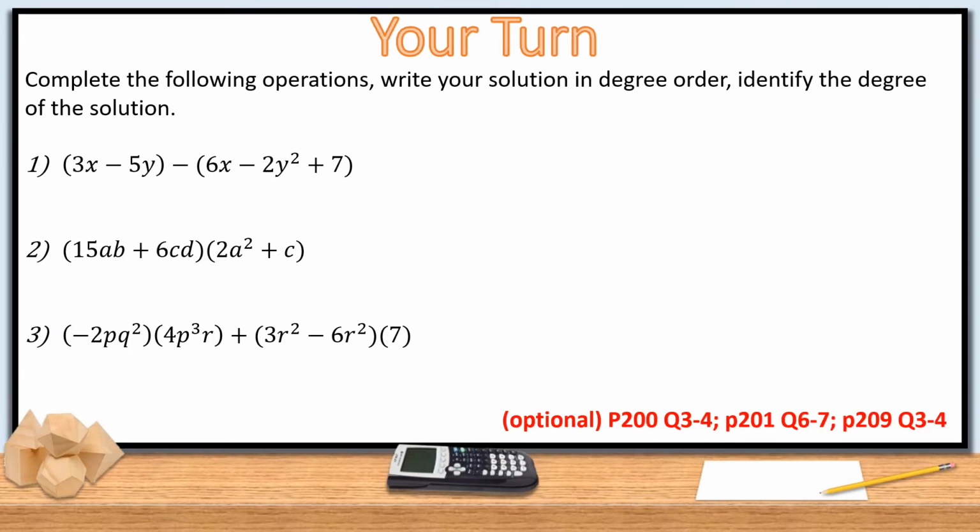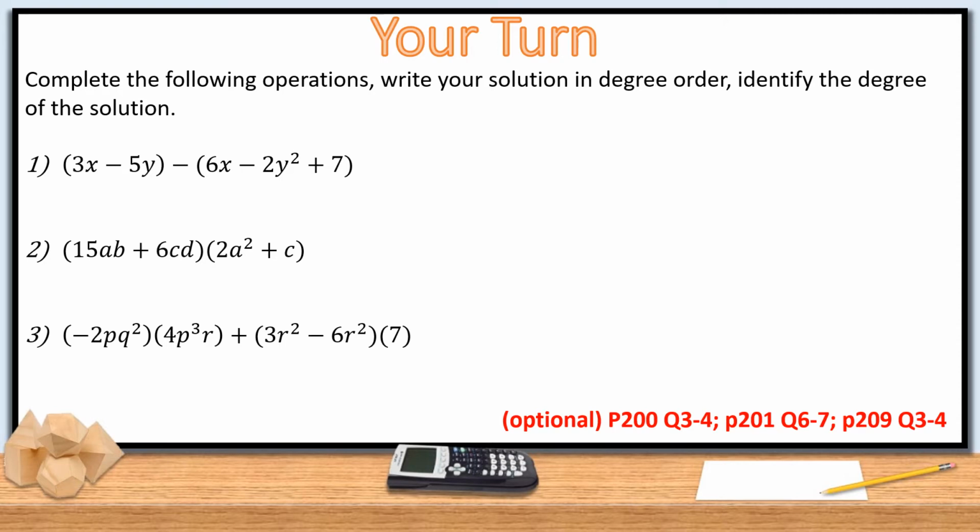All right, so your turn. Subtract, multiply, add, and then also write the degree of the solution. So you're going to find the solution. So combine like terms, put it in degree order. So you should put it from highest degree to lowest degree in terms of the terms. And then what is the actual degree of the expression? So pause the video, try it out, come back.